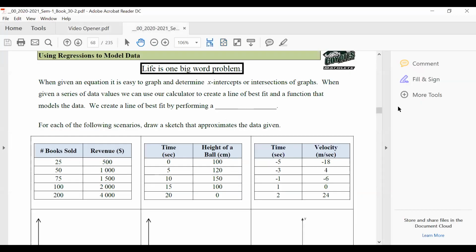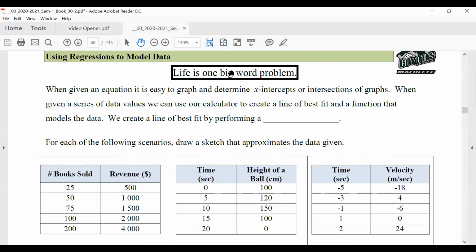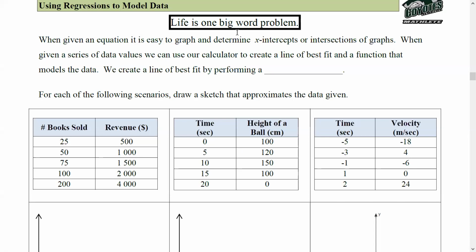Now, the cool thing about regressions is that your calculator is doing all the work for you. That's awesome. The bad thing about regressions, though, is when you screw something up in your calculator and you don't know it, well, now you've got a problem, right? If you don't know you screwed something up, that question is done. You get everything wrong. So please, when you're doing these, slow down. So what a regression is essentially giving us is a line of best fit. So we create a line of best fit by performing a regression.